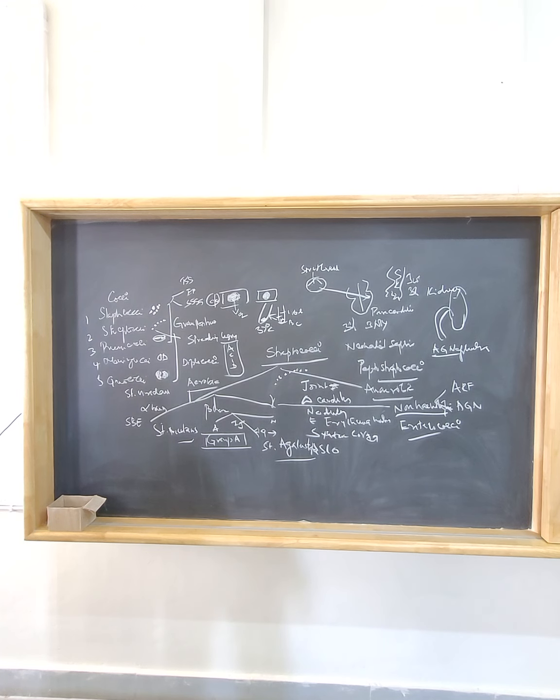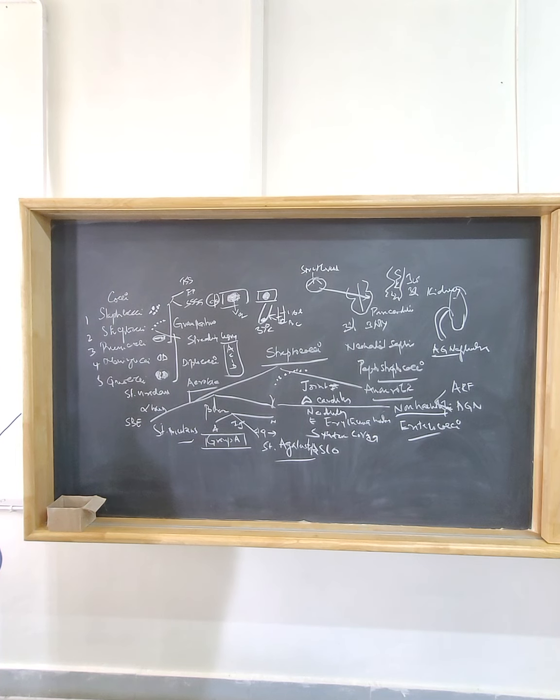They are normal inhabitants of the intestine. But when they get into the urinary tract, they cause infection. Urinary tract infection is common in females compared to males because of the proximity and short length of the urethra. Enterococci is one of the important organisms that causes urinary tract infection. These are the important organisms.